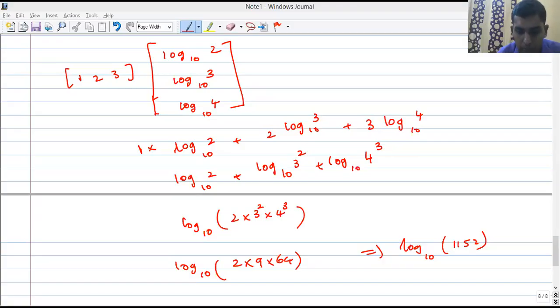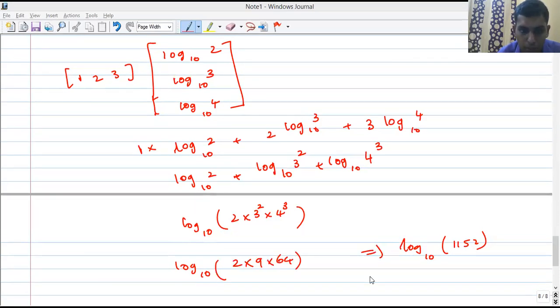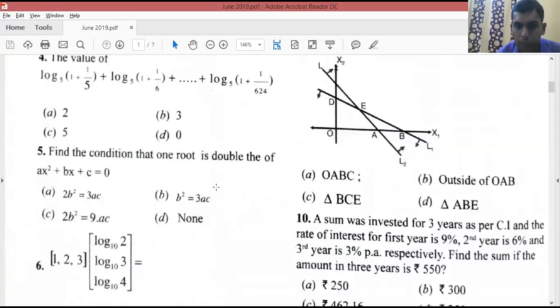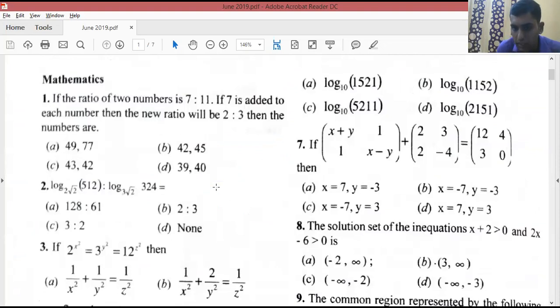The next question is this way. x plus y, 1, 1, x minus y plus 2, 3, 2, minus 4 is equal to 12, 3, 4, 0. A matrices question, once again a simple question. Just substitute the values of x and y here and confirm. That is the only way you can solve the question easily. Just see under which option it is getting satisfied.